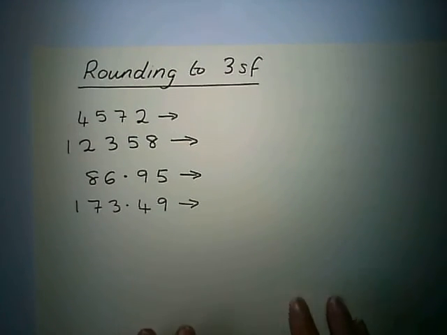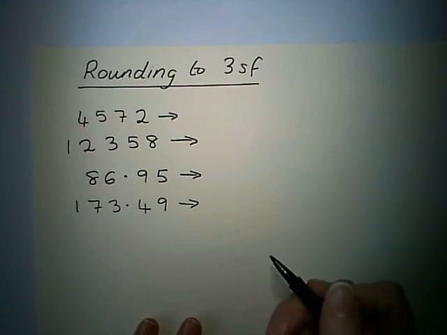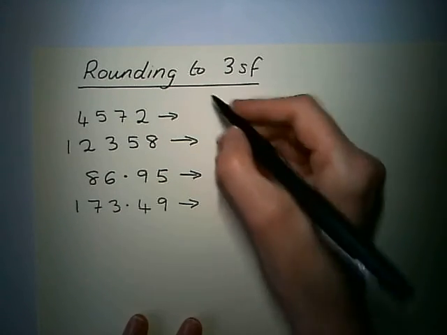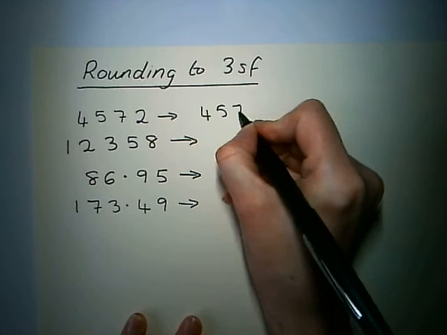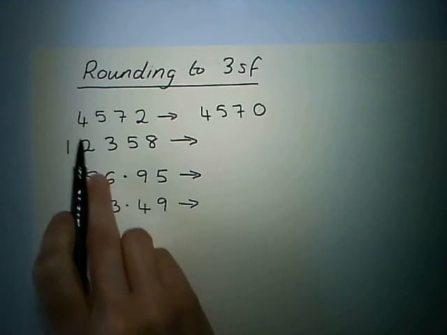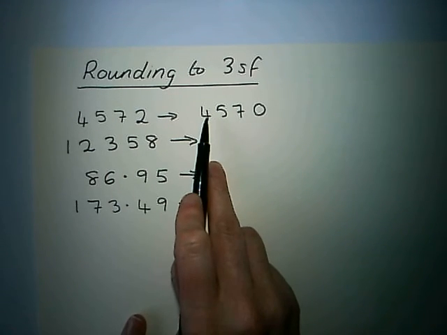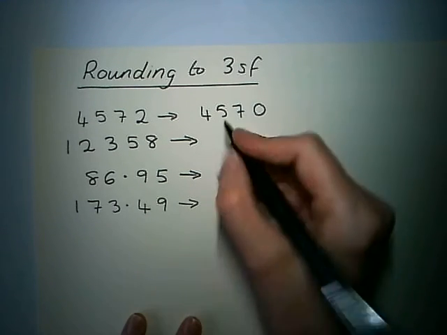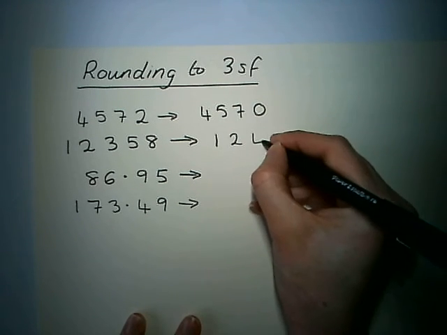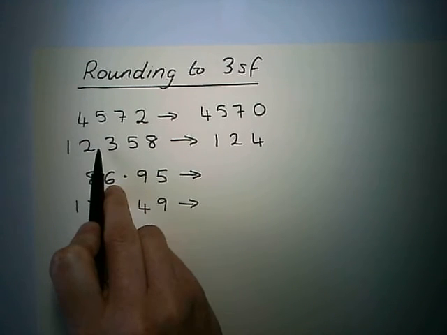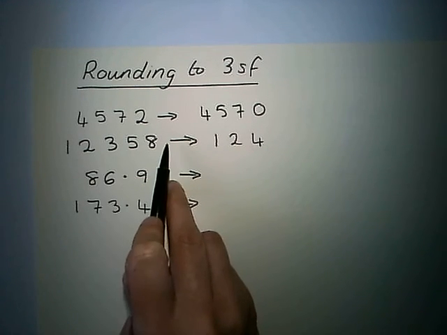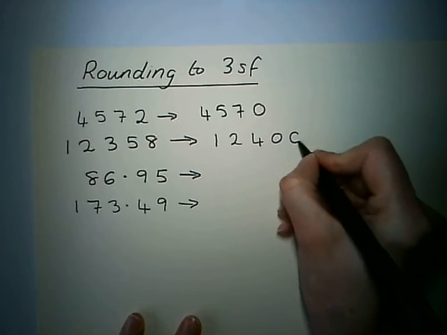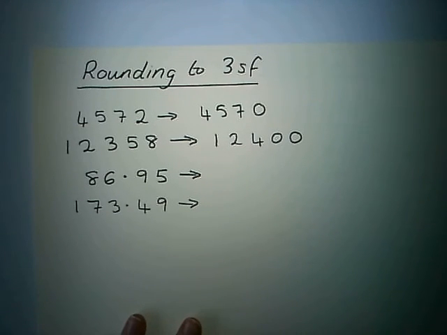Okay, let's move on to 3 significant figures. So the first one, 457, and it's followed by a small number, so keep the 457 in, but add that extra 0 in so that the 4 still represents 4,000. Next, 1, 2, 3, but it's followed by a 5, which is a big number, so it's going to be 1, 2, 4. Now that represents 12,358, so it should still represent 12,000. So we'll need to add on 2 zeros at the end of that.